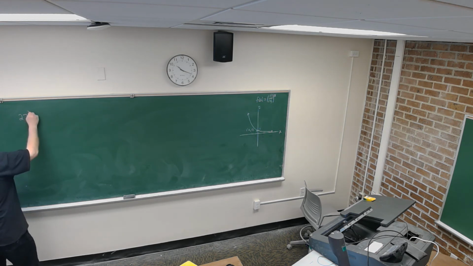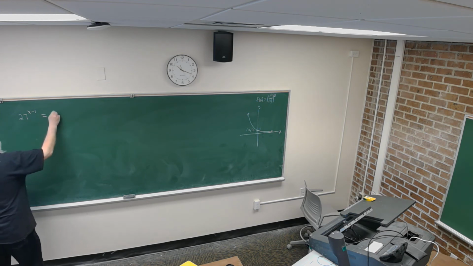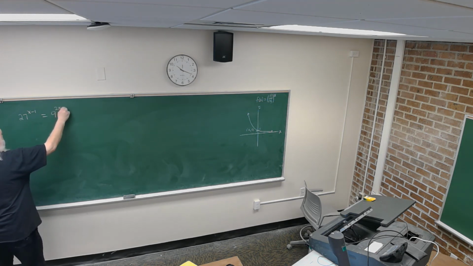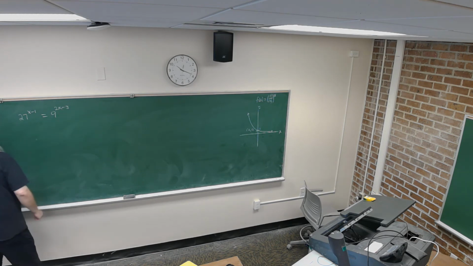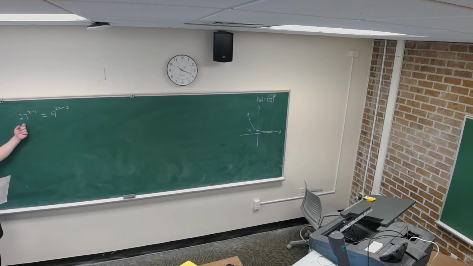27 to the x minus 1 power is equal to 9 raised to the 2x minus 3 power. Okay. Now, exponential on the left equals exponential on the right, but they're not the same base. So we can't just set this exponent equal to that exponent and solve for x. But we can rewrite both exponentials with a common base.